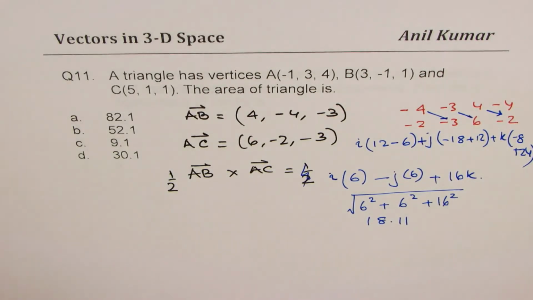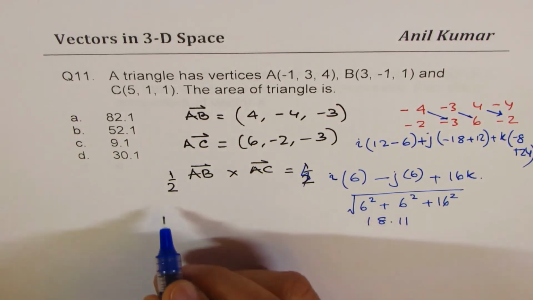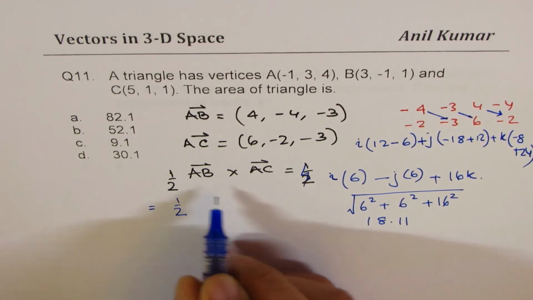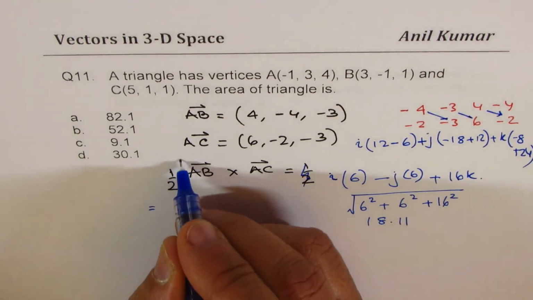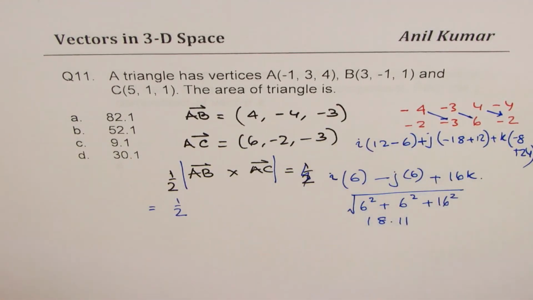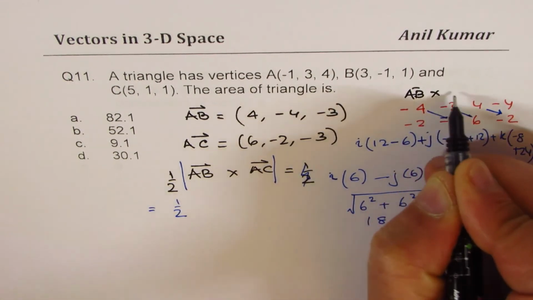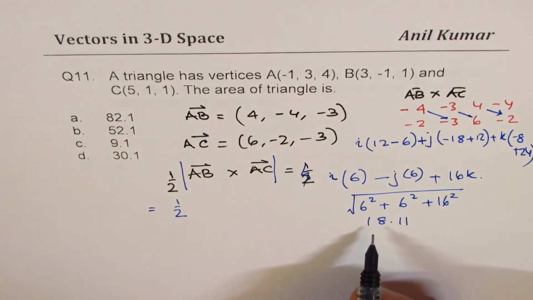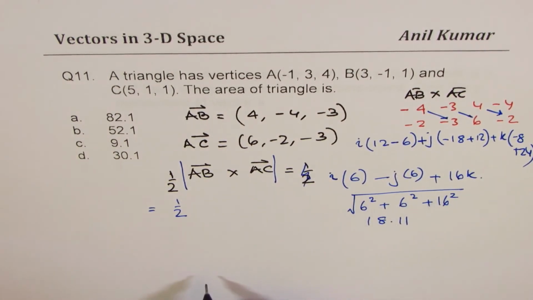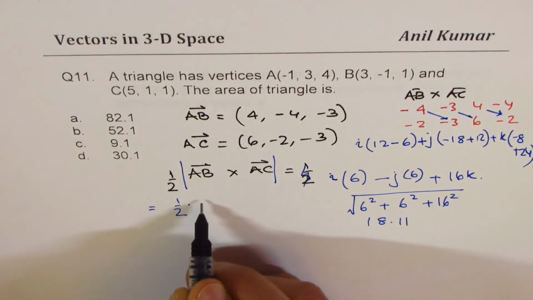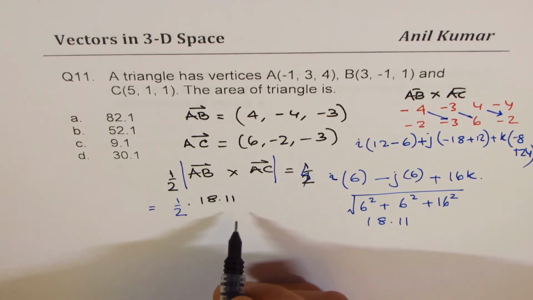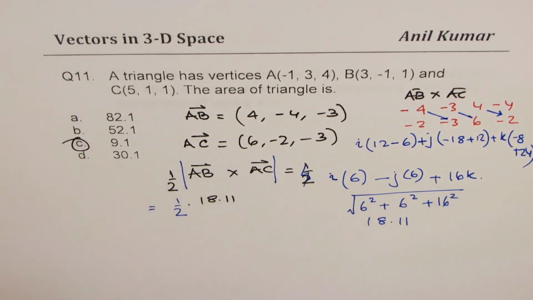In decimal values that is 18.11, correct? So we have this as the magnitude of the cross product. I should have written here, this is all we did for the magnitude. This is AB cross AC, correct? So we found its magnitude here, times half of 18, right? So that is 9.1, which is the correct option.